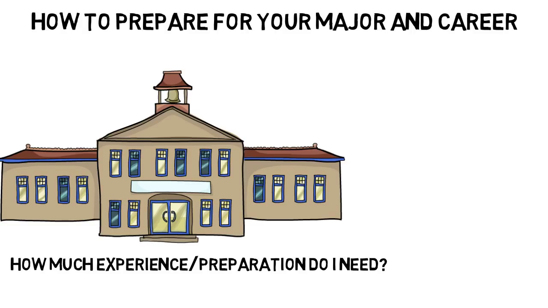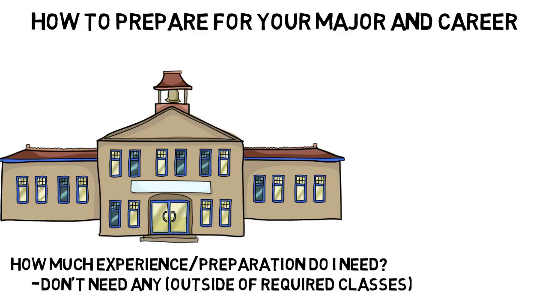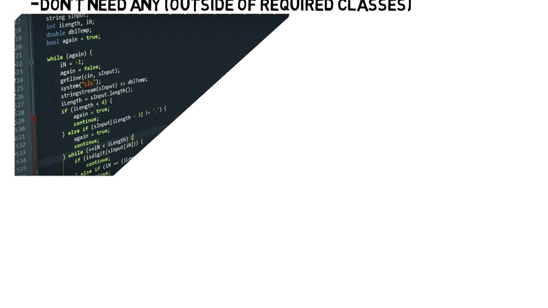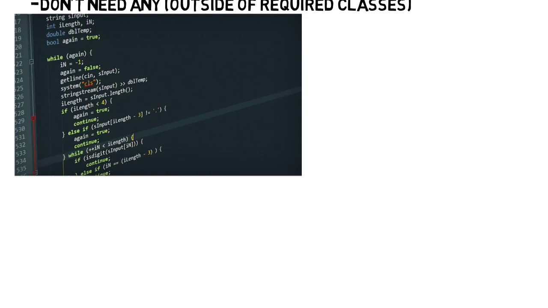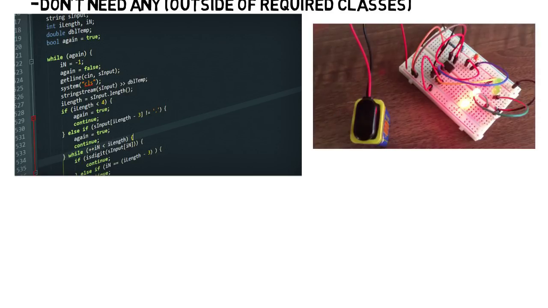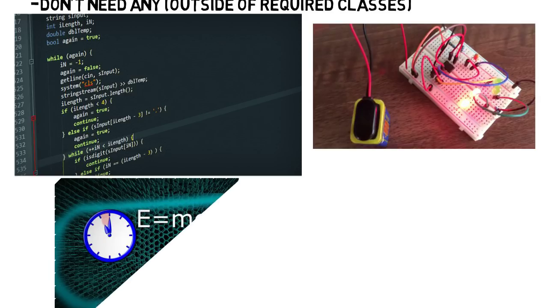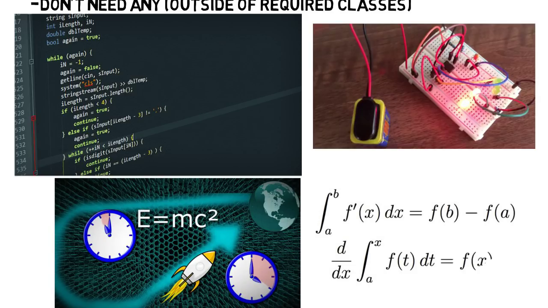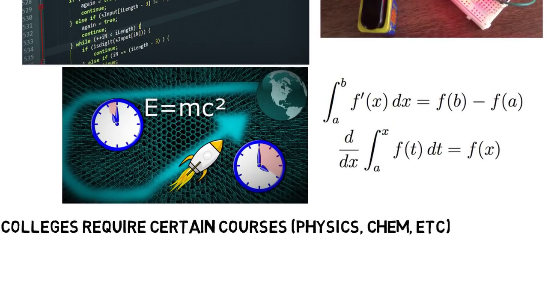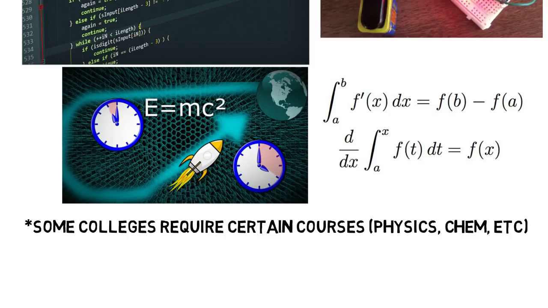I did a full video on this before for engineering, but just to summarize everything, you really don't need any additional experience on top of your high school classes. Having more experience would help, of course, but assuming you can get into college, you can study computer science or engineering having never written a single line of code in your life. You can major in electrical engineering if you've never connected a single circuit. And at some schools, you can even major in physics or math having never taken calculus or a physics course in high school. Although there are colleges that do require it, so make sure to do your research.